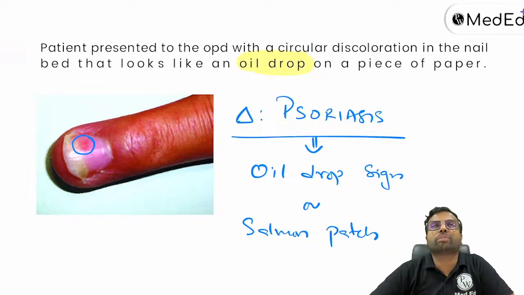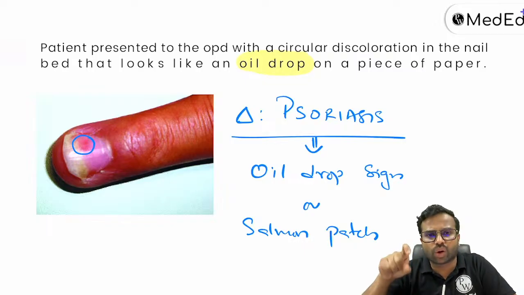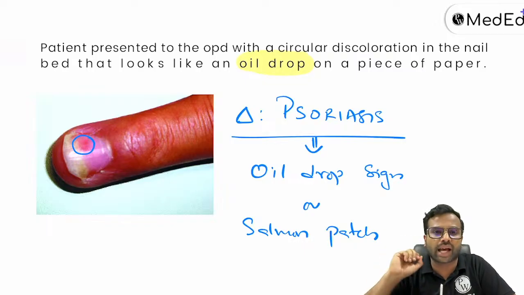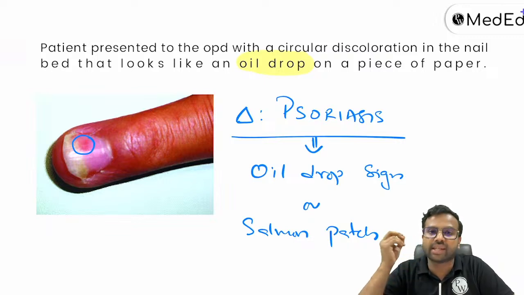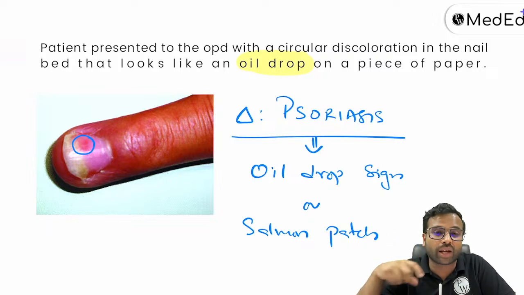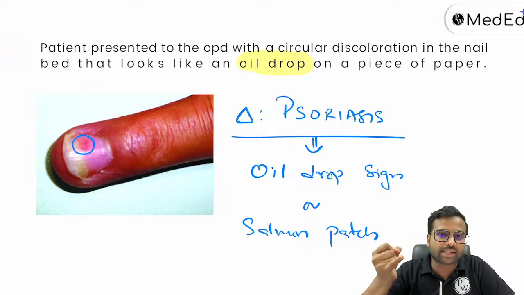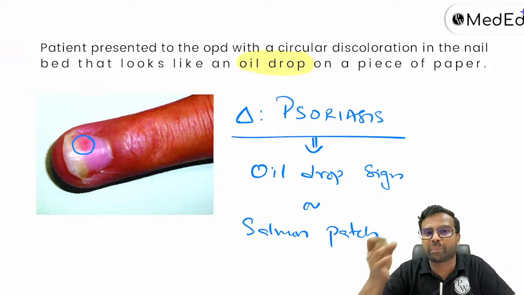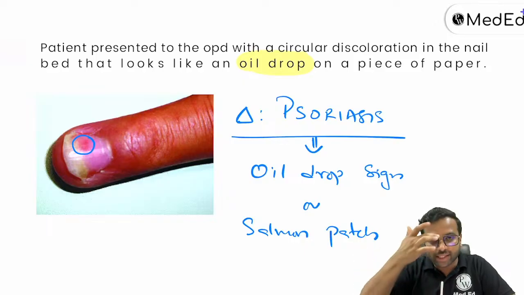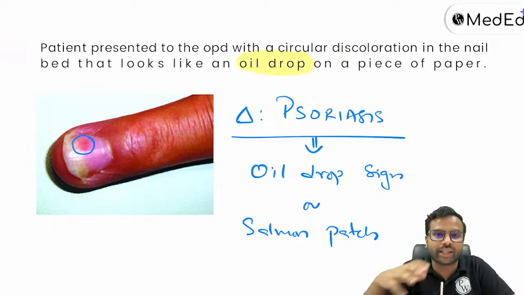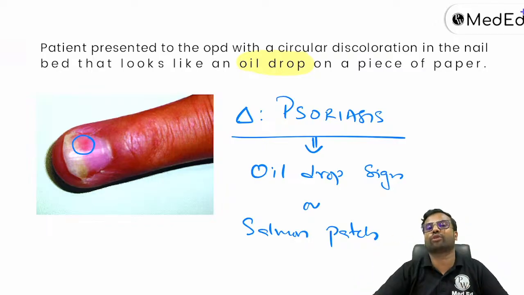So do you remember, other than nails, where we have learned about a salmon patch? Did you learn about a salmon patch in the skin as well as a vascular anomaly? Which is called an angel's kiss or a stork bite when a baby is born with a salmon patch, right? And it disappears by around 1 year of age.